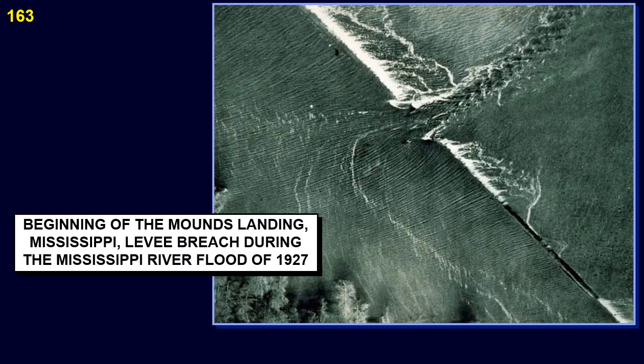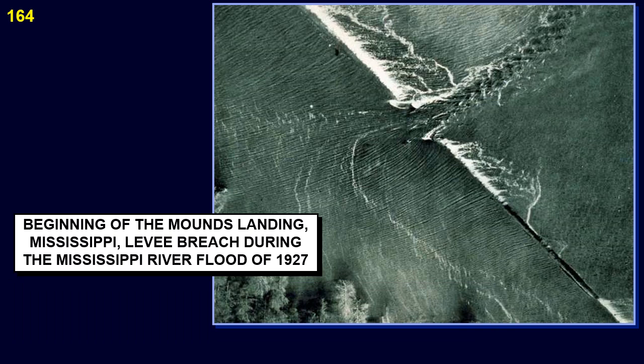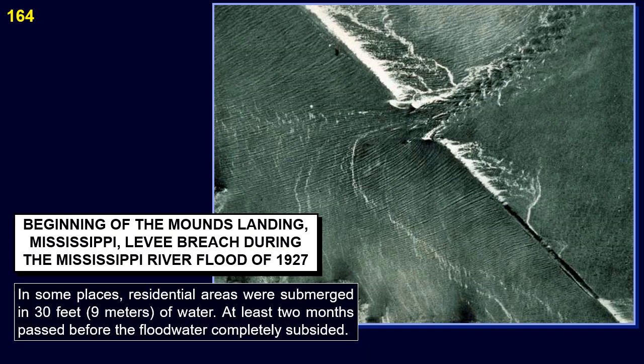The first levee broke on April 16, along the Illinois shore. Then, on April 21, the levee at Mounds Landing in Mississippi gave way. Over the next few weeks, essentially the entire levee system along the river collapsed. In some places, residential areas were submerged in 30 feet, 9 meters, of water. At least 2 months passed before the floodwater completely subsided.